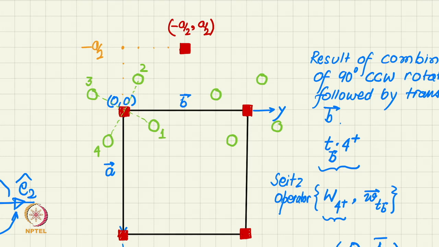Let us look at that. Let us again start with this motif 1. I give a 90 degree rotation. Where does it go? To 2. And I give a translation B. Where does it come? To this point. So the net effect of a 90 degree rotation on 1 followed by a translation is to take 1 to 2 prime.